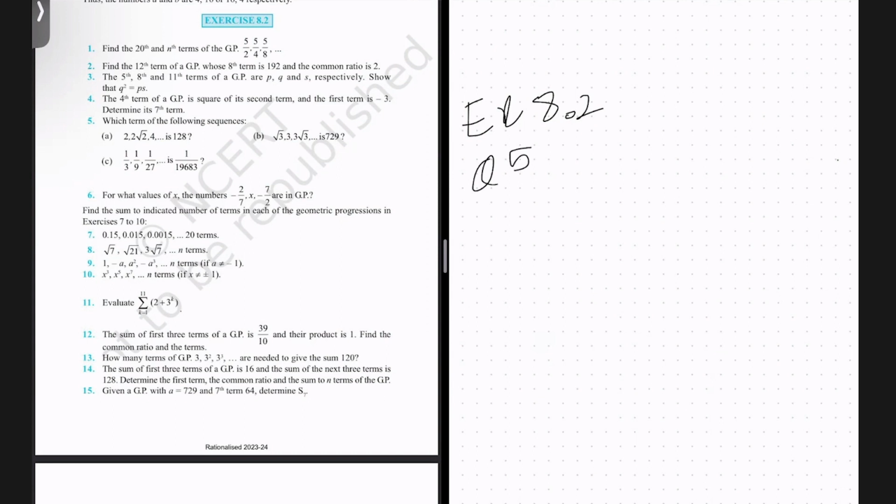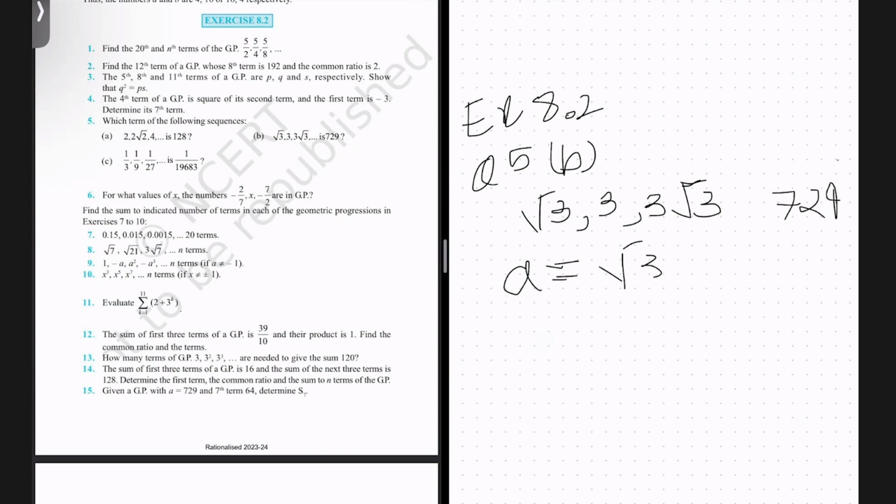Question number 5, we are going to move to the B part. In the B part, we have root 3, 3, 3 root 3, and the term that we are going to find out is 729. Correct? So the first term of the sequence is root 3. The common ratio r can be found out by dividing the second term by the first term. This is a very common trick that you all should remember.